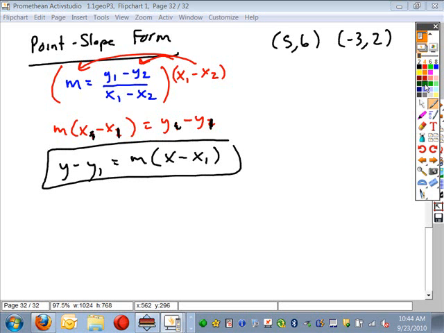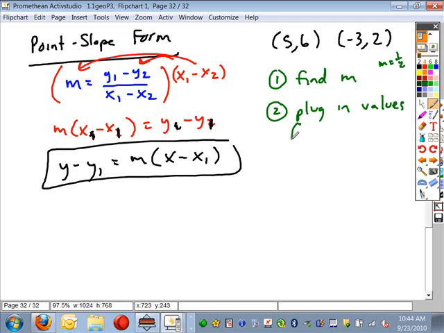But if you're solving by point-slope form, your first step is the same. Find slope. So we got our slope for this last one to be 1/2. Is that right? And then all you do is you plug in values for x1, y1, and the slope. And then you're going to solve for y. So there's only 2 steps in this type of calculation.